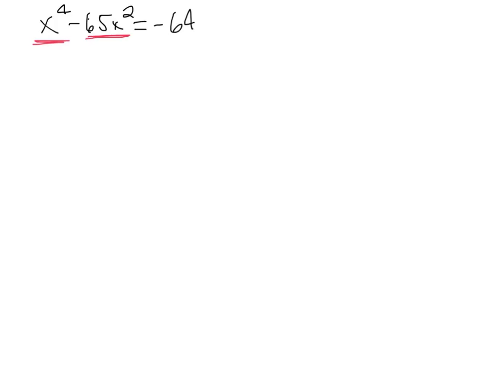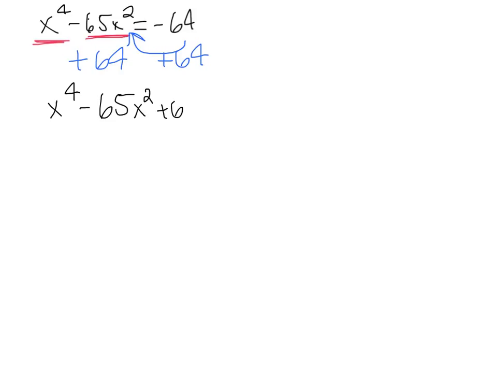So something that I've always been in the habit of doing is, when I see terms that usually have exponents with degrees greater than 1, I want to think about moving the negative 64 to the other side so I can get an equation that's equal to 0 in the end. So when I do that, I'm going to add 64 to each side. And so what I end up getting is x to the fourth minus 65x squared plus 64 equals 0.